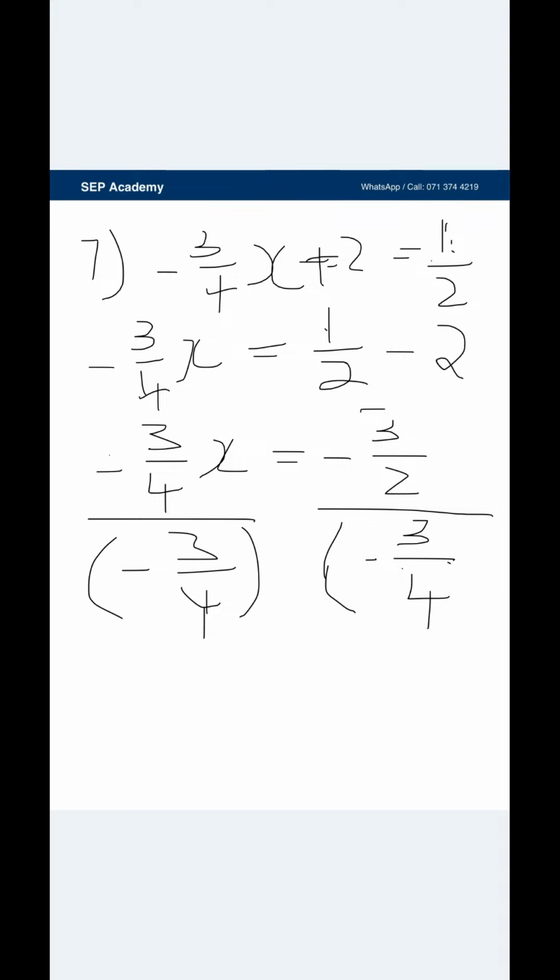Negative that over that, just so that this will cancel completely with that, and then you have your x, which will be equal to... you can now try to punch that on your calculator, where you say negative 3 over 2 divided by, in the brackets, negative 3 over 4, and that is equal to 2. So that's how you would work it out.